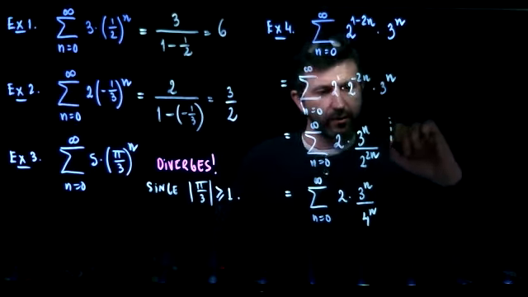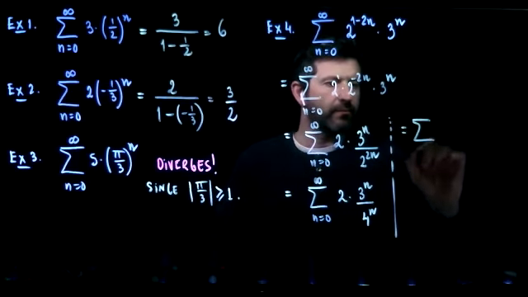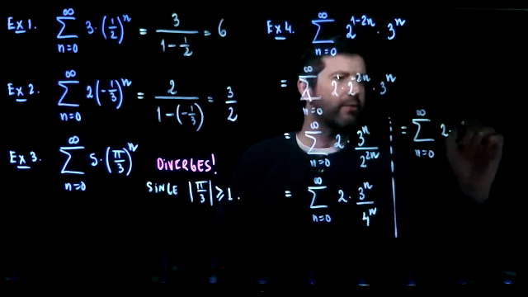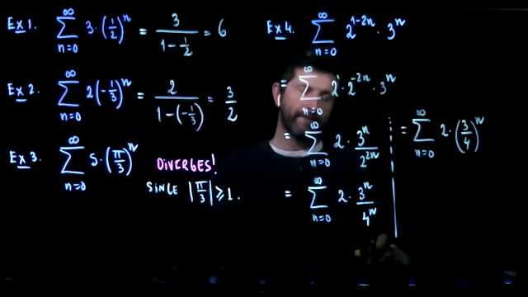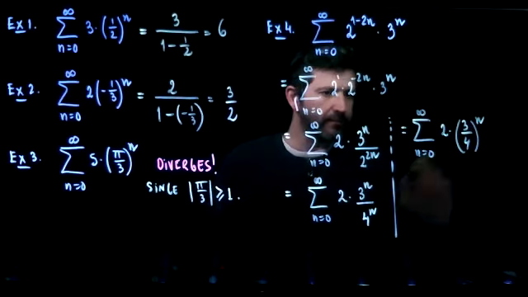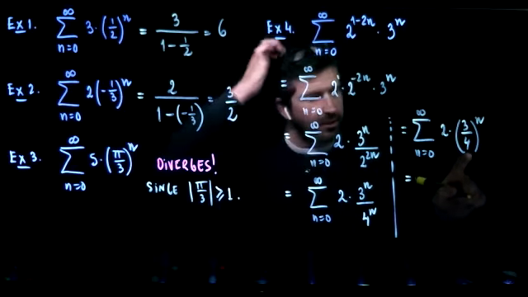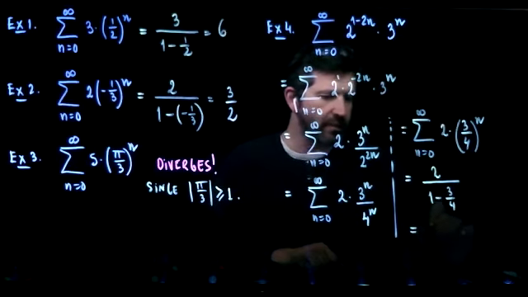Okay, let's keep going here. This is equal to the sum from n equals 0 to infinity of 2 times, and I could combine them into one fraction, 3/4 power n. And now I recognize my form, a r power n. The absolute value of r is less than 1, so it converges to a, which is 2 over 1 minus r, which is 3/4. And so my answer is 8.